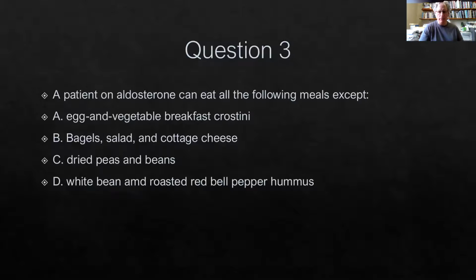The answer is B. Remember, the patient on fludrocortisone has to be on a low sodium diet. So all the following are low sodium except for B. Bagels and salad. Remember, salad dressing is high in sodium, and so is cottage cheese. High sodium intake should be avoided to prevent severe hypernatremia.